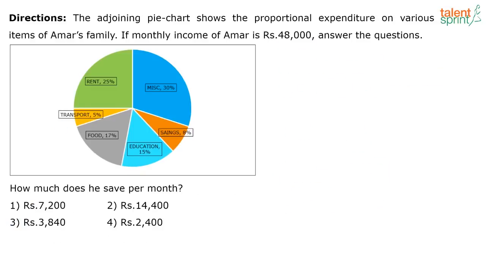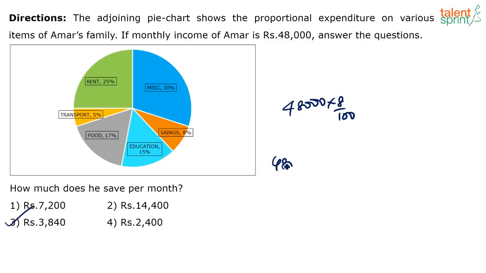Next one. How much does he save per month? So how much does he save? He saves 8%. Okay, so he saves 8% of 48,000. So how much does he save per month? See, 8% of his salary, that is this 48,000. 8% of that he is saving per month. So how much is he saving? He is saving 3,840. Okay. Yeah, again, see, for this question, since you have already answered the previous question with the options, very easily you will be able to get the answer.